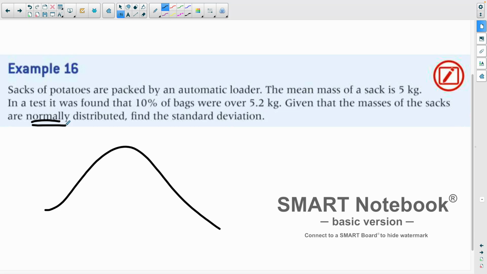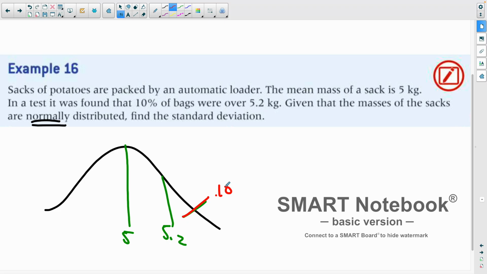Okay? So I have this. What goes here? 5 goes there. What else do I have in this one? But 10% were over 5.2. So I have 5.2, and there's 10% right here. So there's 10% that are greater than 5.2. Okay, so basically the 5.2 is the 90th percentile. Yeah, we could say it that way. Okay, so 5.2 is the 90th percentile. Everybody okay with the drawing?